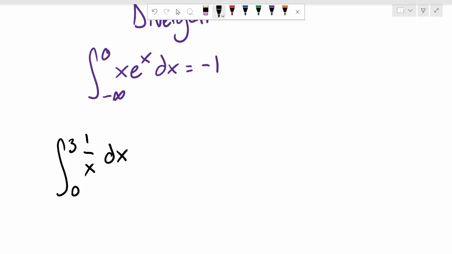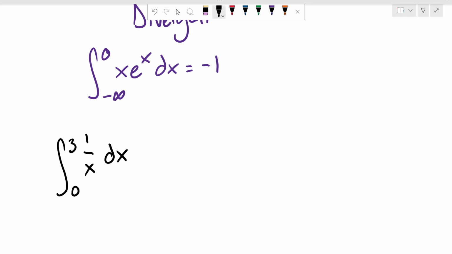Now we still want to look at improper integration, but now we want to look at some cases where the integrand, the inside part, the thing that we're integrating, is not necessarily continuous over the interval given by the bounds of integration. Okay.